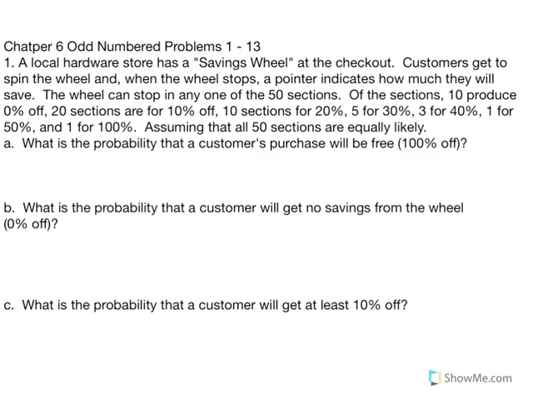Of the sections, 10 produce 0% off, 20 sections are for 10% off, 10 sections for 20%, 5 for 30%, 3 for 40%, 1 for 50%, and 1 for 100%. Assuming that all the sections are equally likely, what is the probability that a customer's purchase will be free?